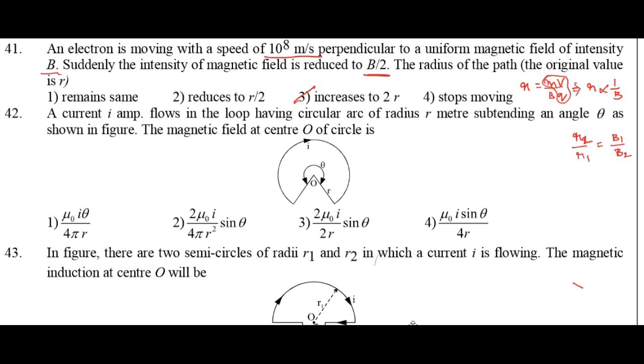A current I amperes flows in a loop having a circular arc of radius R meters subtending an angle theta, as shown in the figure. The magnetic field at the center O of the circle is mu naught by 4 pi times I theta by R.